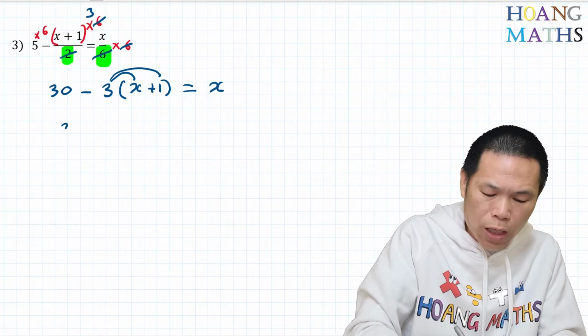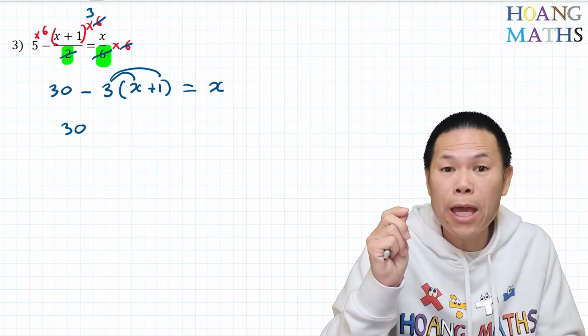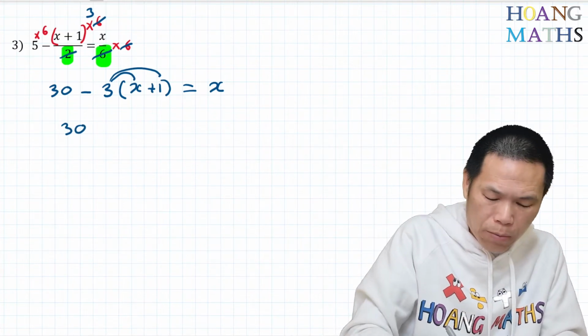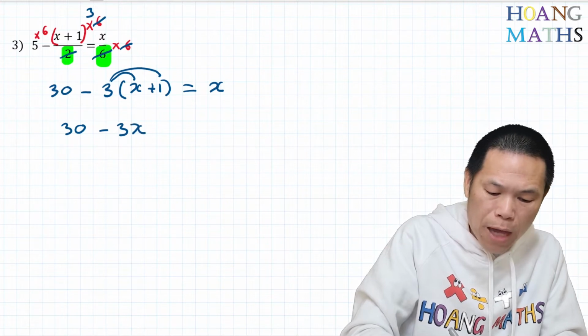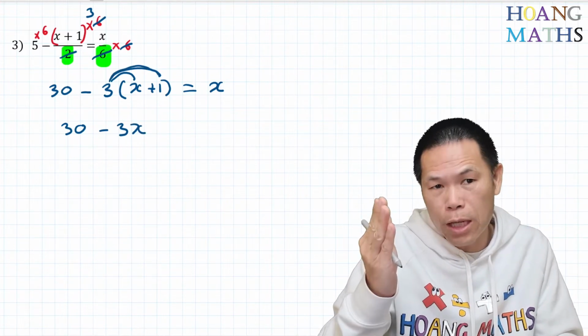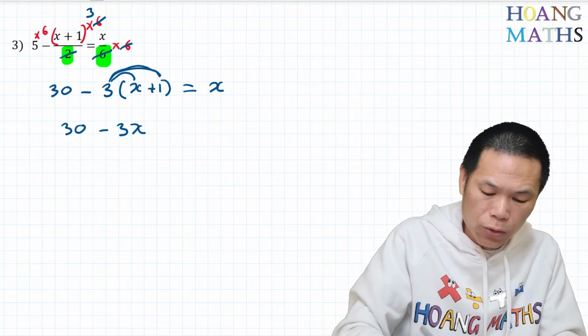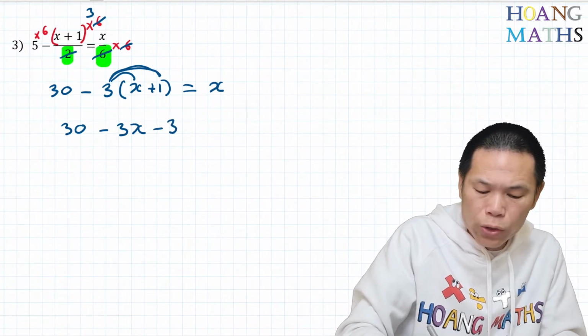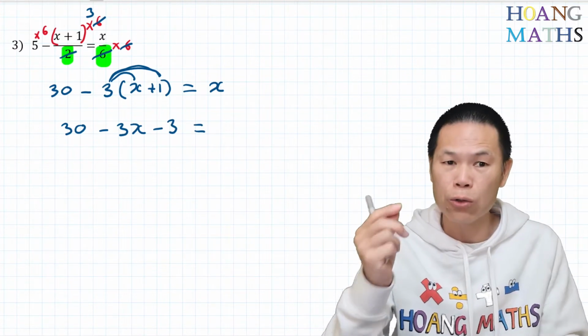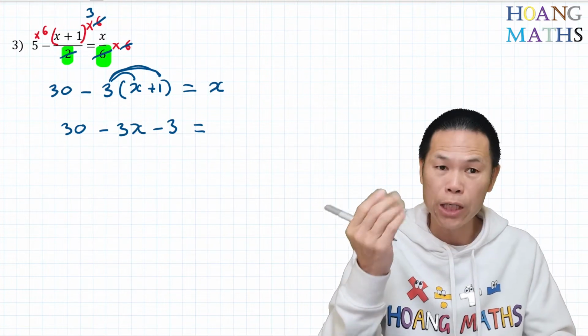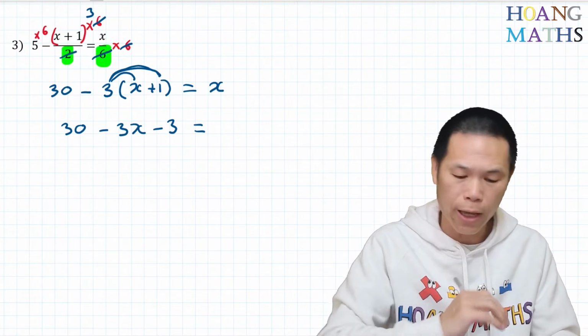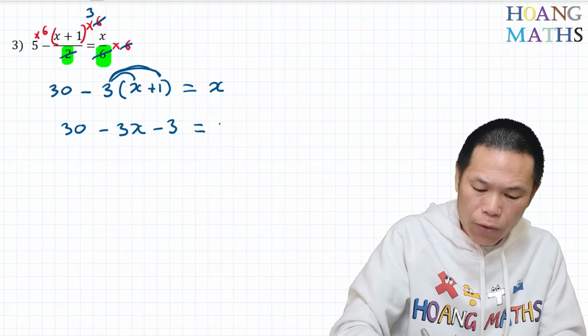So let me just write 30 first. And 3 times x is 3x, so let me minus 3x. And then minus 3 times 1 gives me negative 3, so just write down minus 3. And you can, of course, use a calculator if you're not very good with your directed numbers. There's nothing wrong with that. You can always use a calculator. So the x, I write this down.